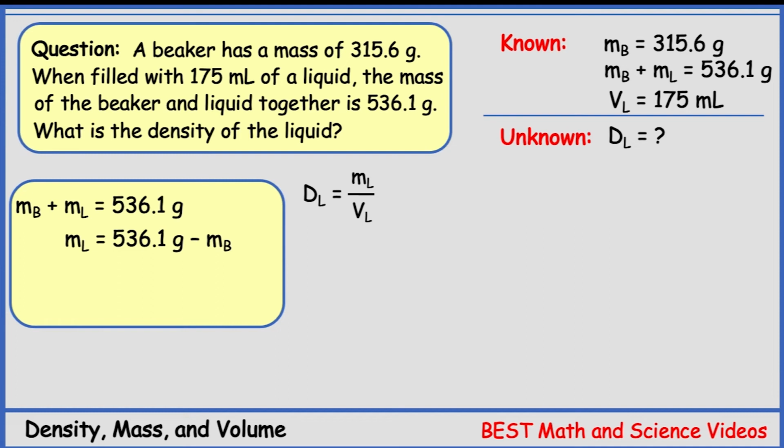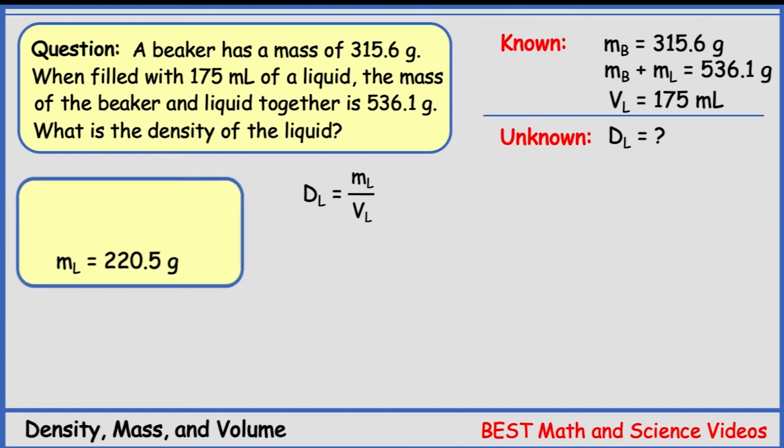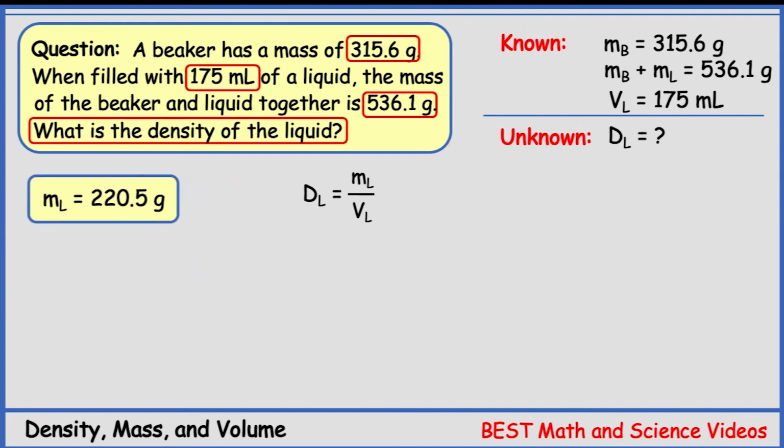ML equals 536.1 grams minus MB. And now substitute the mass of the beaker, 315.6 grams. Subtracting, we find that the mass of the liquid is 220.5 grams. We can now use this in the density equation. The density of the liquid equals the mass of the liquid, 220.5 grams, divided by the volume of the liquid, 175 milliliters. Using a calculator, we find that the density of the liquid is 1.26 grams per milliliter.